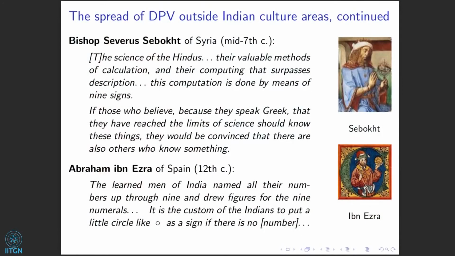related subjects. And in the middle of the 7th century, which again is only 150 years or so after we have our first definitive evidence in the work of Aryabhata of the existence of this decimal place value system in India, with a reference to the science of the Hindus, their valuable methods of calculation, their computing that surpasses description, done by means of 9 signs.